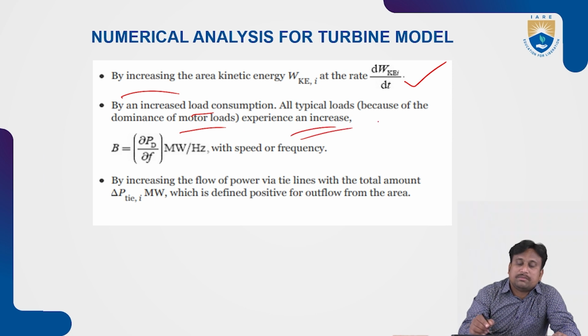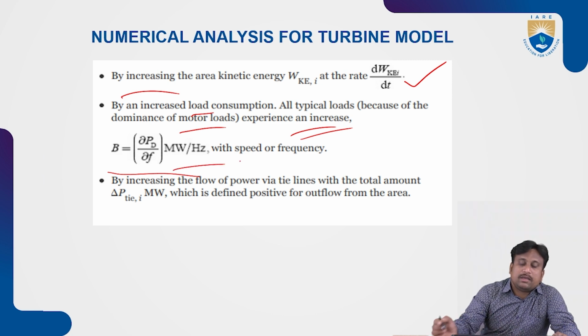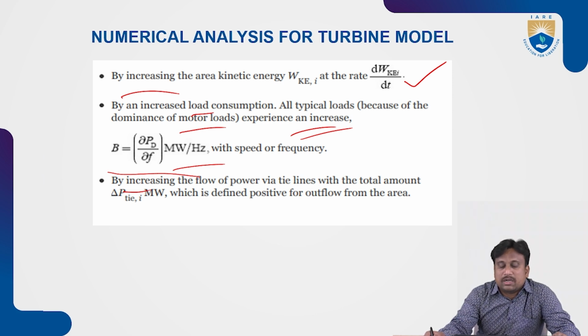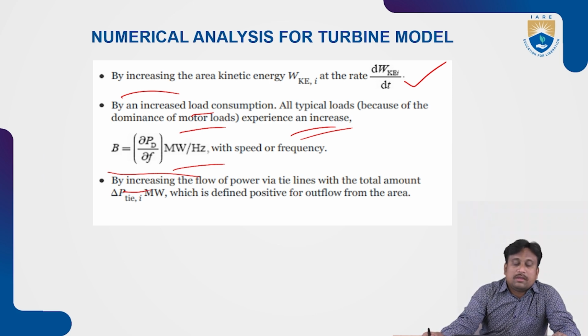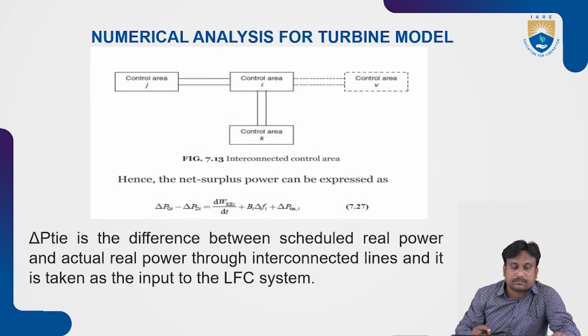So they experience some increase in the load case, which is about B equals ∂PD by ∂F in megawatt per hertz, with the speed of the frequency case. So by increasing the flow of the power through the tie lines with the total amount, which will be defined to be positive for outflow of the area case. This may be treated usually.